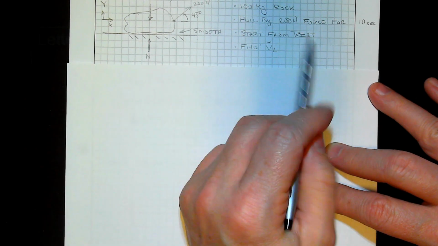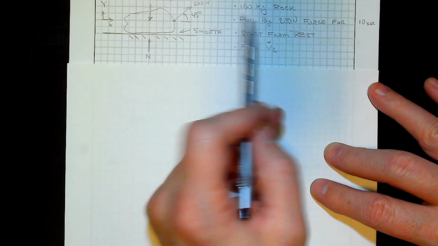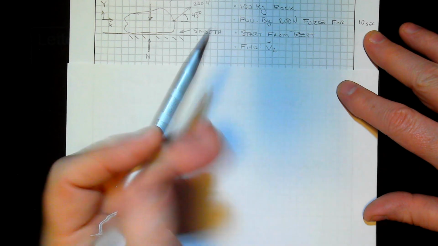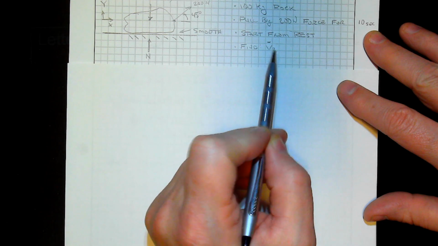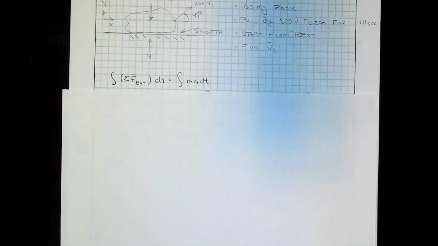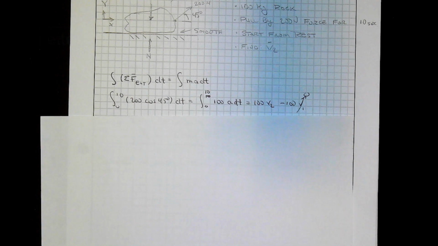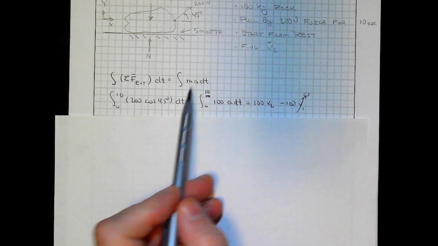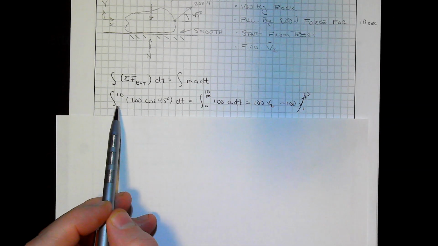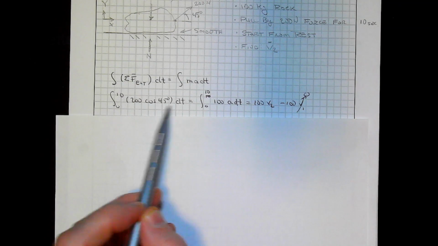We're told in this problem, here's our rock, 100 kilogram, here's the force, and it's pulled for 10 seconds. That takes us to the second state, starting from rest. What is v2? Our clues here: we have time, we have velocity. It's a momentum problem. The first thing we're going to do is write down our basic momentum equation, integrating the sum of forces. When we integrate this, we get mv2 minus mv1, with the time being 10 seconds.